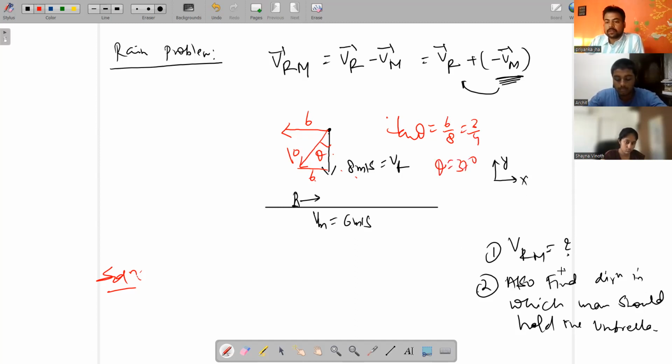So the velocity of rain with respect to man will be: magnitude, the speed of rain, is 10, and the man will observe this rain falling at 37 degree with the vertical. So the man has to hold his umbrella like this. This is 37, this is 90, so this will be 53 degree. At 53 degree, the man will have to hold the umbrella.